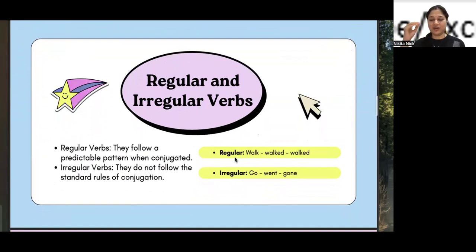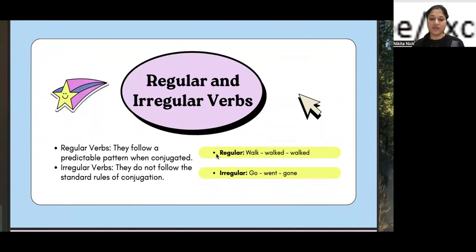Now see the regular and irregular verbs. We have seen weak and strong: regular are the weak ones and irregular are the strong ones. Regular verbs follow a predictable pattern when conjugated. For walk, you add ed or d, depending on the verb. So in walk, you're adding ed. V2 and V3 are both walked, walked.